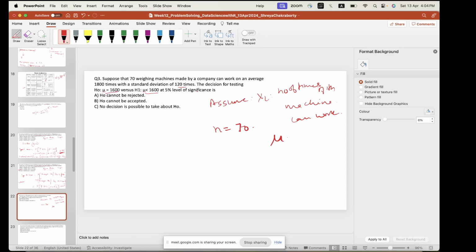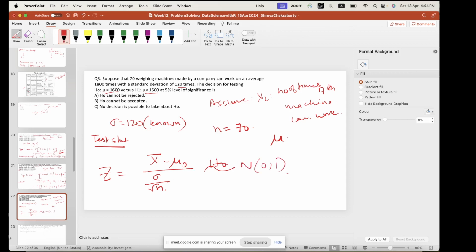So first thing is, is it a one sample test or a two sample test? This is a one sample test because we have one sample consisting of 70 units. Okay, so then here the test statistic is how much? This is x bar minus mu by sigma by root n. And sigma is how much? Standard deviation is given, 120, because sigma is known. So the test statistic is a z statistic, x bar minus mu naught, which under H naught follows a normal 0, 1.